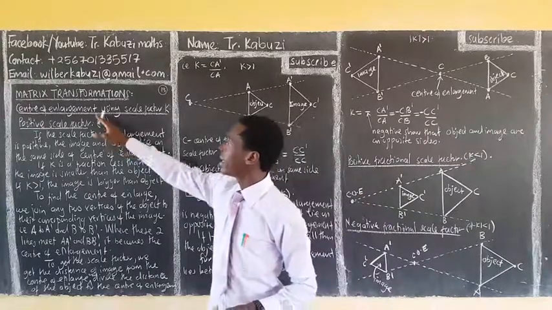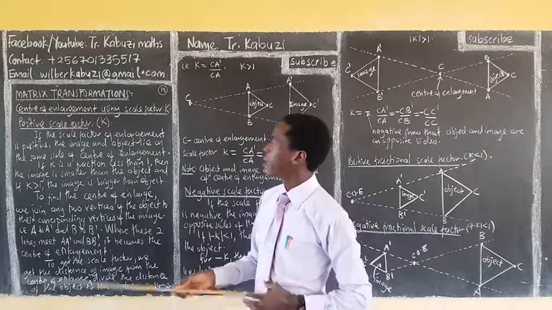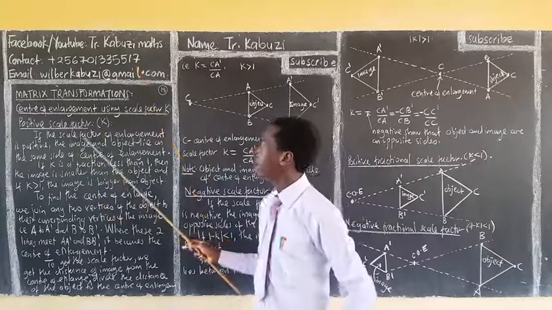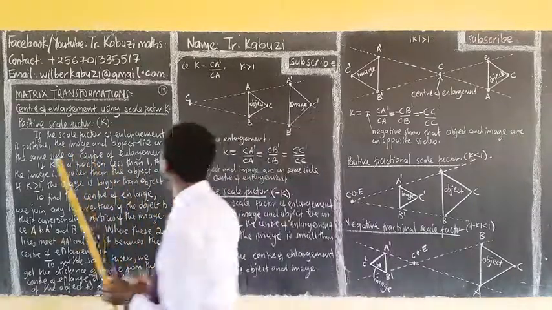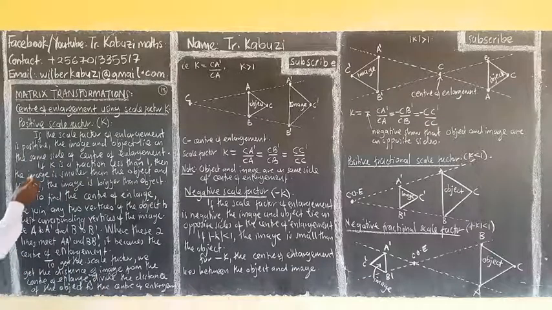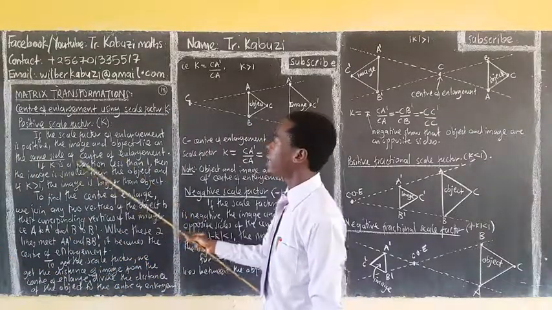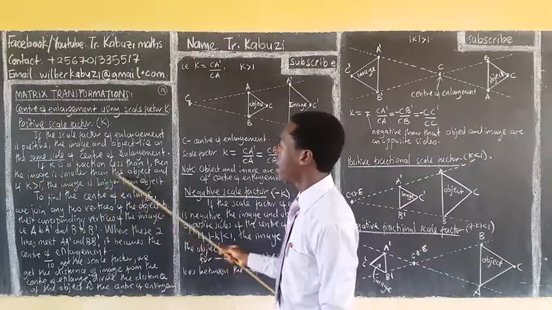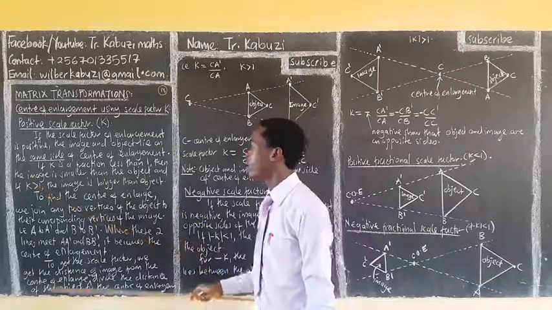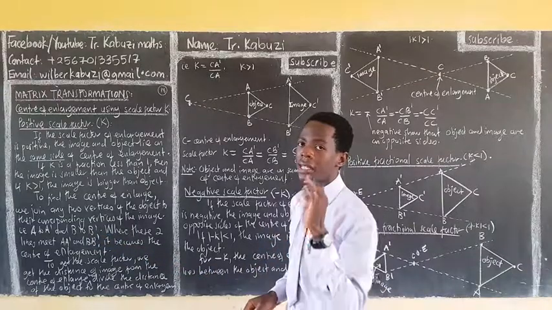So let us start with the center of enlargement using scale factor K. K is the scale factor. The positive scale factor K, let us start with this. If the scale factor of enlargement is positive, the image and the object lie on the same side. This word "same" is very crucial. On the same side of the center of enlargement. If K is a fraction less than 1, then the image is smaller than the object, and if K is greater than 1, the image is bigger than the object. So whenever you have a scale factor greater than 1, the image is bigger.